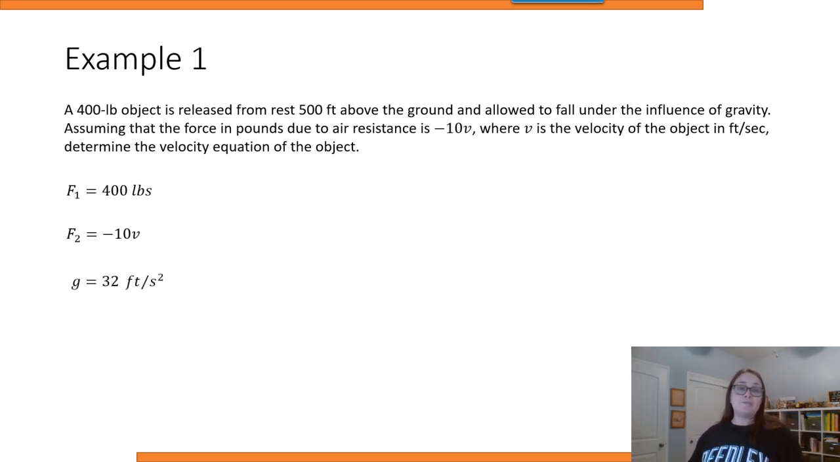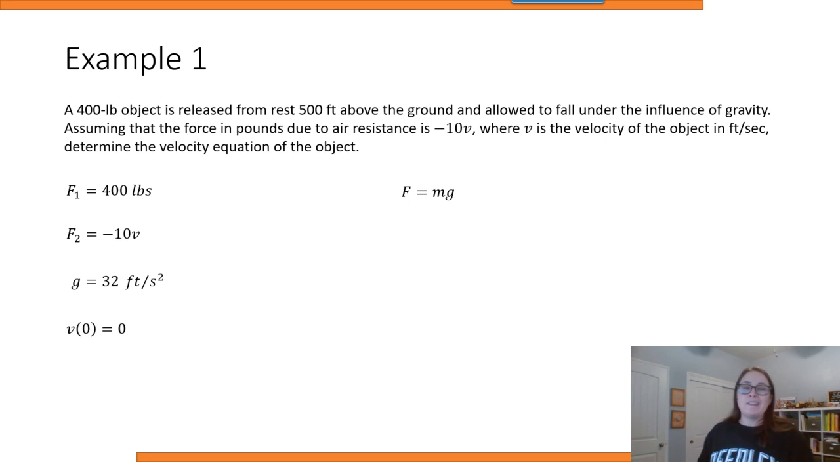I'm also going to need gravity, and since I was given pounds and we're dealing in feet per second, we're in the US system, I'm going to use 32 feet per second squared. And then they also said that this is released from rest, so that means my initial velocity is 0, so v of 0 equals 0.